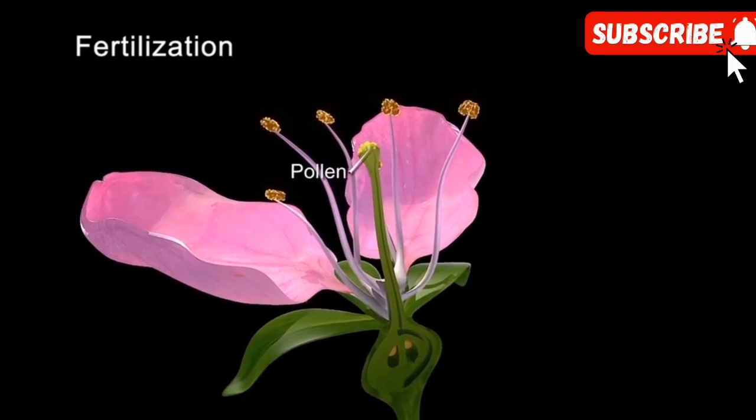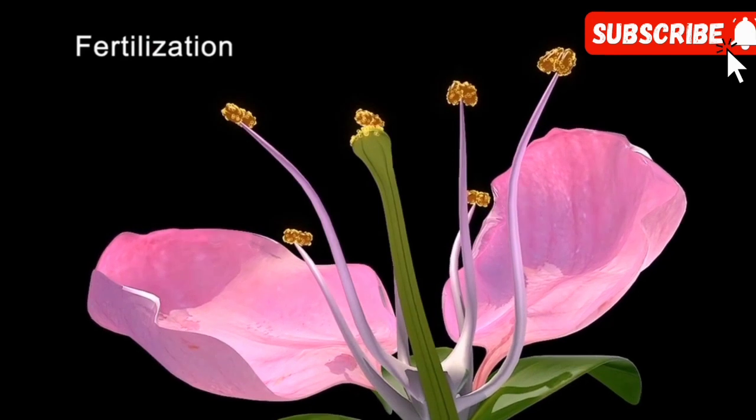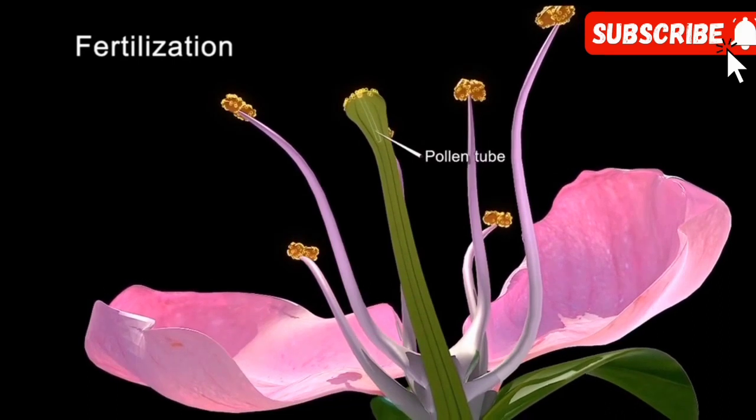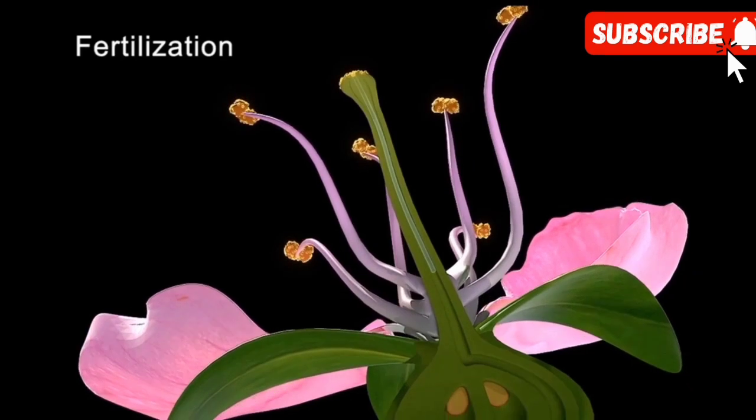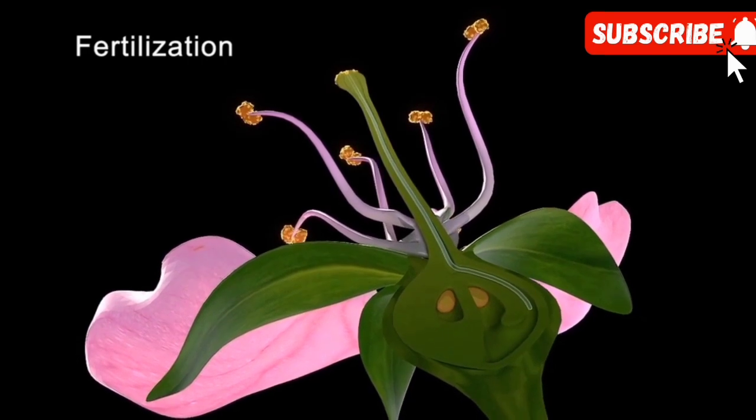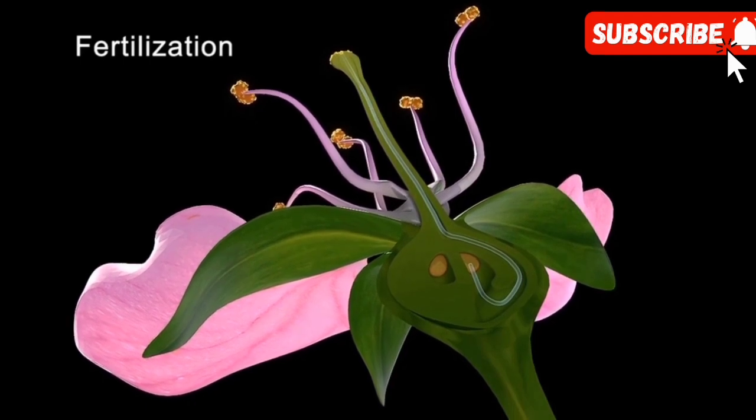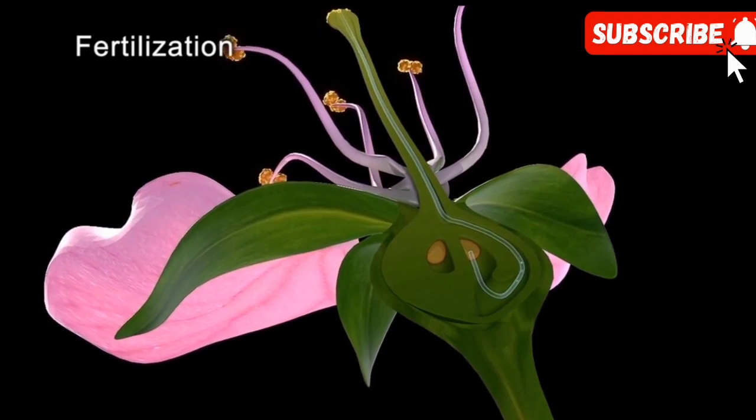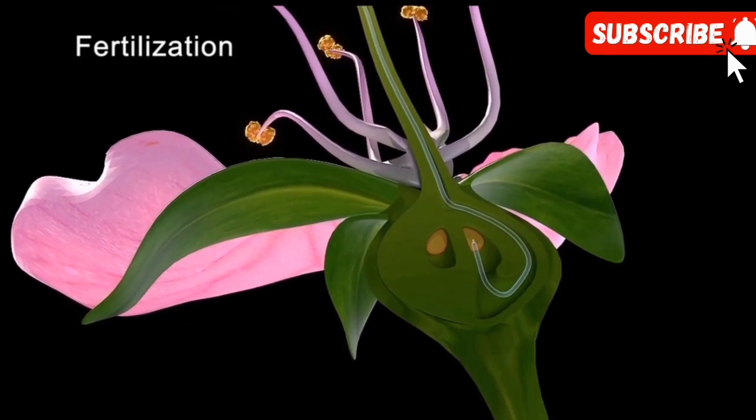Pollen which settles on the stigma can germinate. When it germinates, a fine tube-like structure called the pollen tube grows from it. The pollen tube grows downwards, enters the ovary, and merges with the ovule. The merging of pollen and ovule in the ovary is called fertilization.